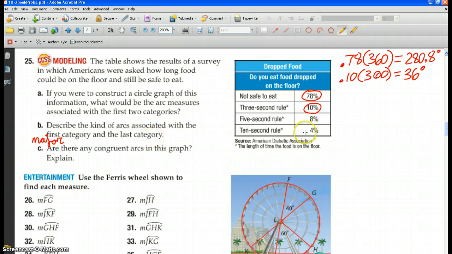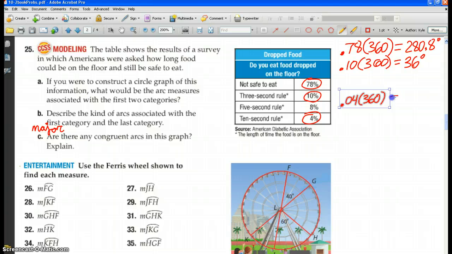The last category, 4%, and 4% of 360 gives us 14.4 degrees. Which is less than 180, so that would be a minor arc.